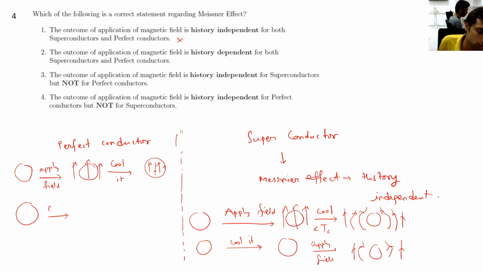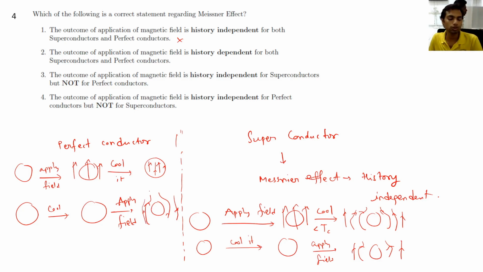Here, if you first cool and then apply the field, then no field can penetrate inside. Because a perfect conductor means rho is equal to 0. If you cool it so much that rho has become 0, there will be no change in the magnetic field inside. Whatever field there was before the cooling, the same field will get frozen after the cooling as well.